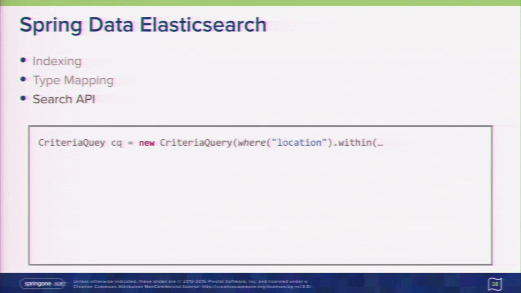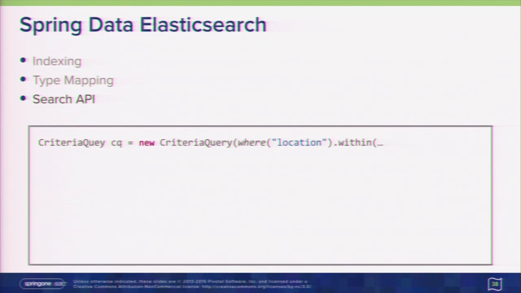Well, so there's of course a dedicated query API that you can use. There's the very own Spring Data criteria API for pretty simple queries. So you basically define where location and use some geo point, and then you're good to go.